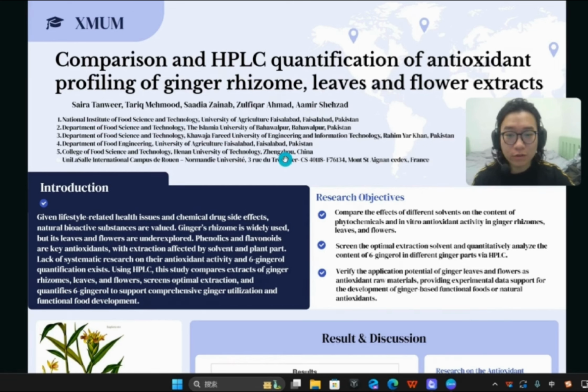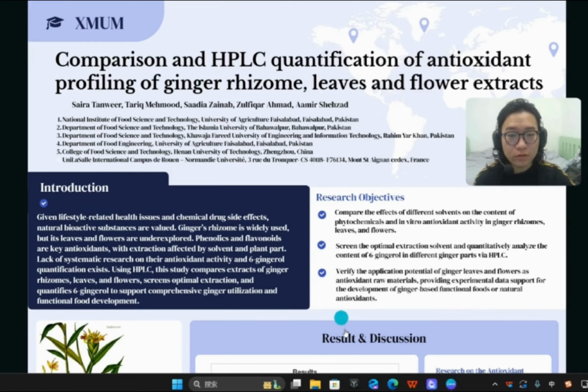Phenolics and flavonoids are key antioxidants, with extraction affected by solvent and plant part. And a lack of systematic research on their antioxidant activity and 6-gingerol quantification exists. So using HPLC, this study compares extracts of ginger rhizomes, leaves, and flowers, screens optimal extraction, and quantifies 6-gingerol, to support comprehensive ginger utilization and functional food development.